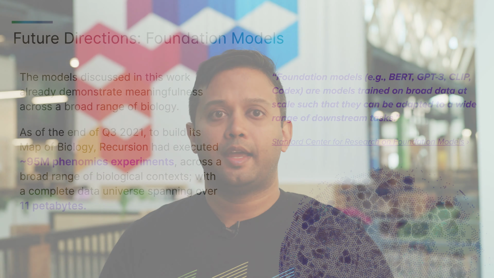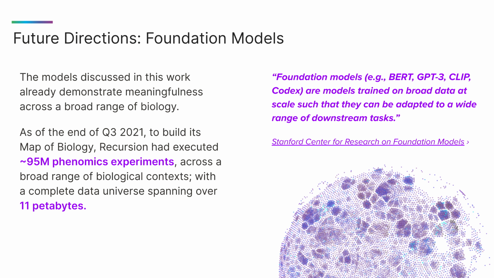So where do we go from here? The models discussed in this work were trained on selected subsets of the entirety of Recursion's data and already demonstrate meaningfulness across a broad range of biology. As of the end of the third quarter of 2021, to build its map of biology, Recursion had executed about 95 million phenomics experiments across a broad range of biological contexts, with a complete data universe spanning over 11 petabytes. We think that this dataset could serve as a backbone to build foundation models, capturing a broad range of phenomena in and applications of biology.